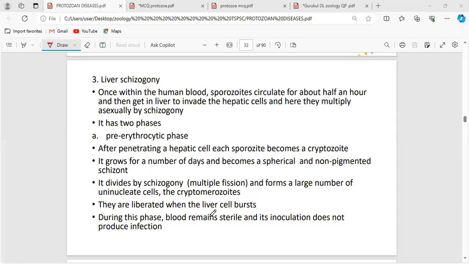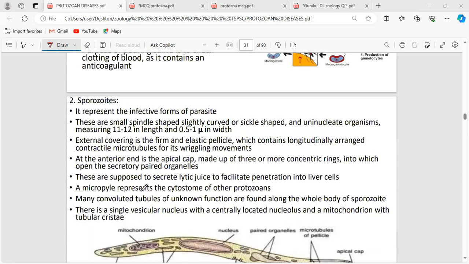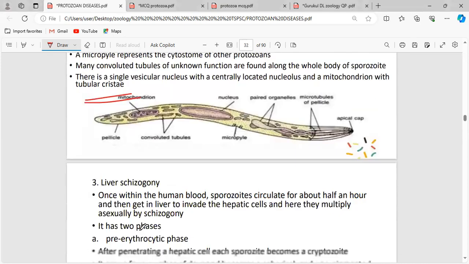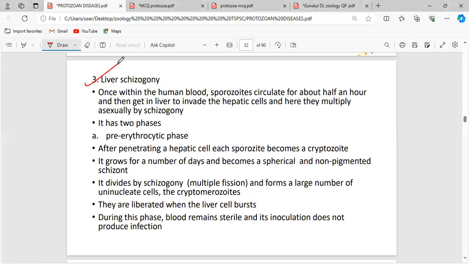Last class, we completed Entamoeba histolytica and Trypanosoma gambiense. In today's class, we are going to finish malaria and solve some of the questions with respect to the protozoa. Clear? Okay. We have completed up to this slide yesterday. From now, this slide, liver schizogony.